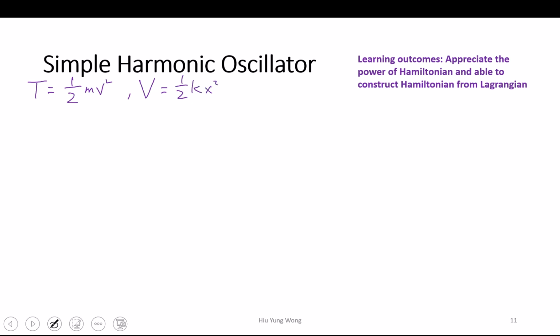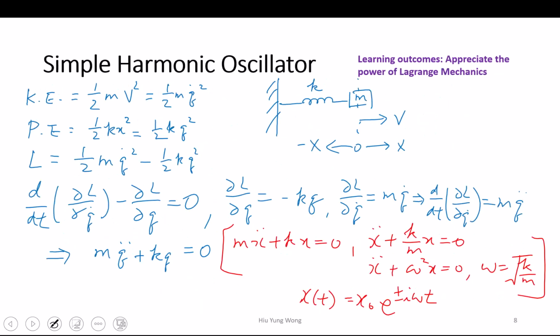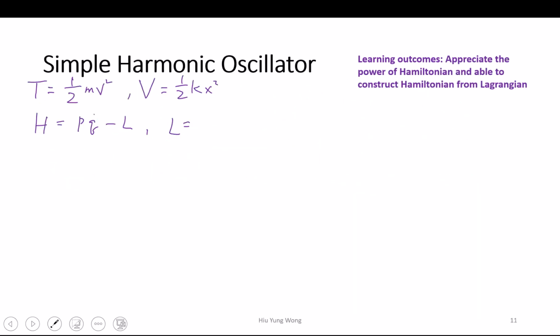So what is the Hamiltonian by definition? It is P times Q dot minus L. And we already know what L is. L equals half mq dot squared minus half kq squared. I don't need to go back, because I know it's T minus V.